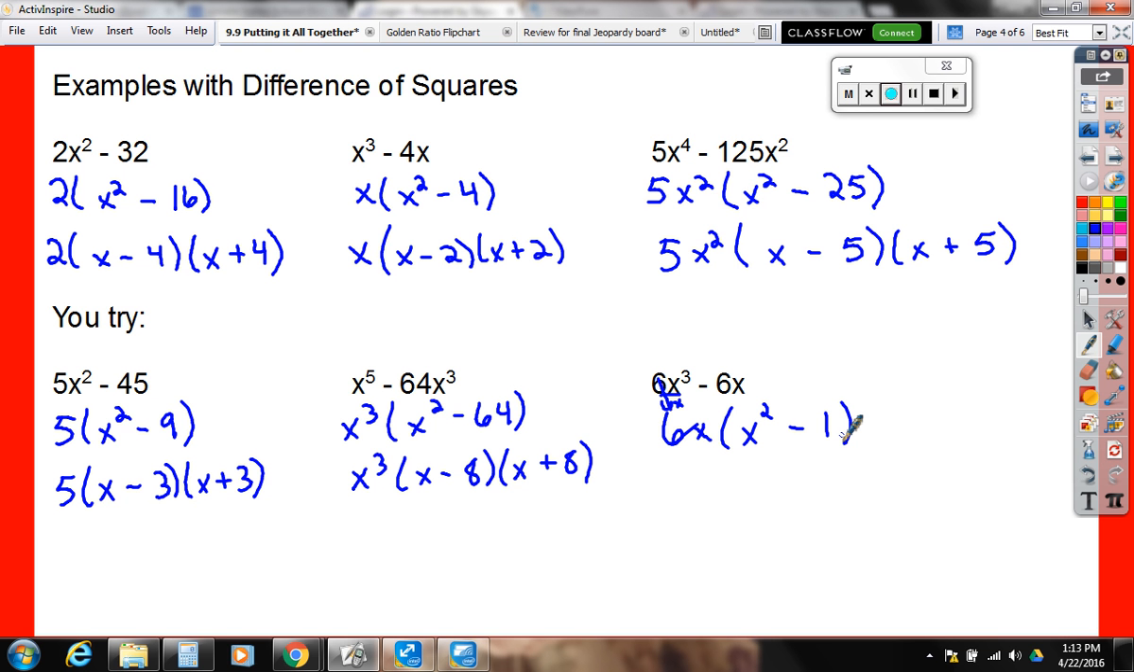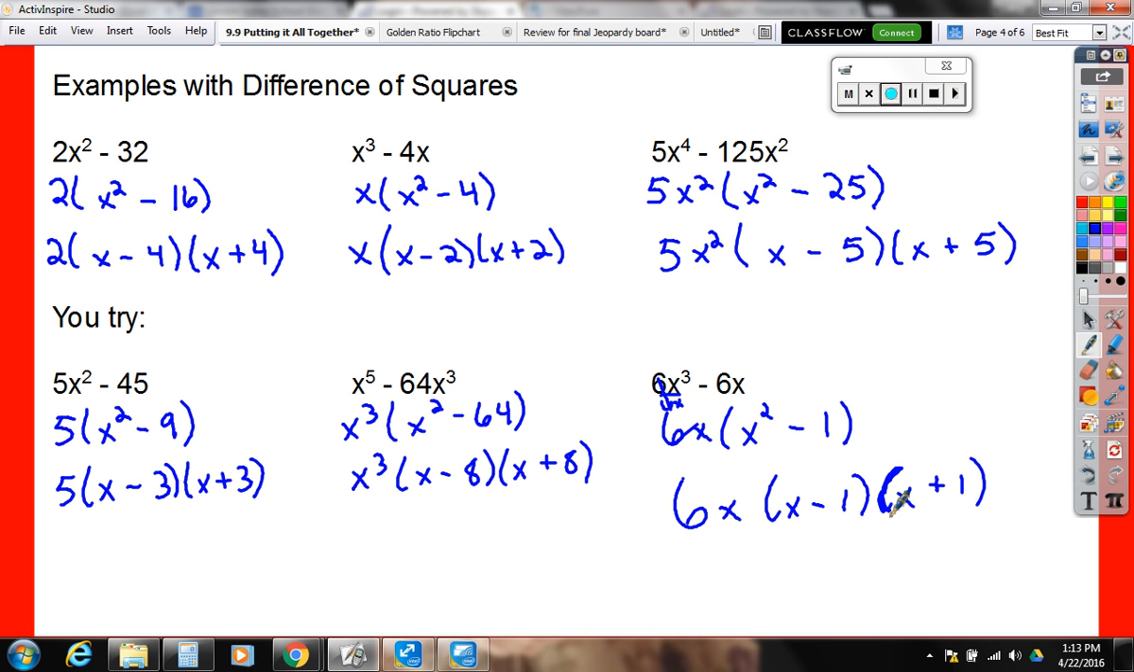Okay. Now, Cameron, what would the next step look like? x minus 1. Wait a second, we need to use this factor also. We still have our 6x. Okay, now x minus 1, x plus 1. Good. Questions about this?